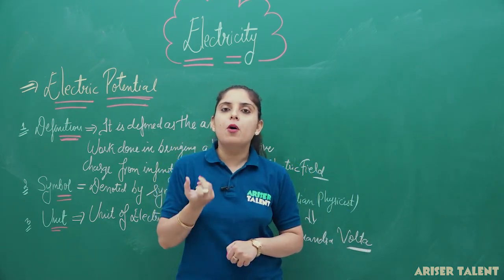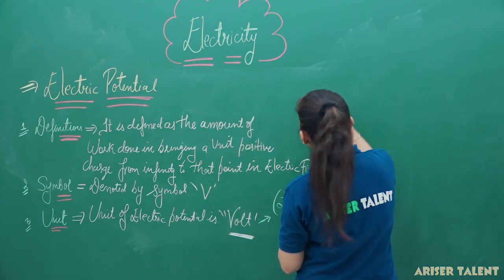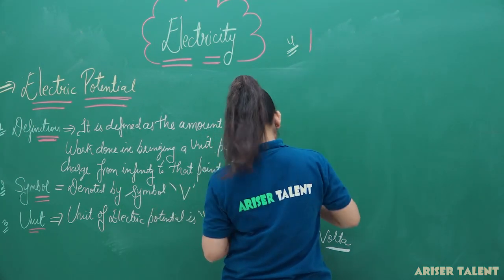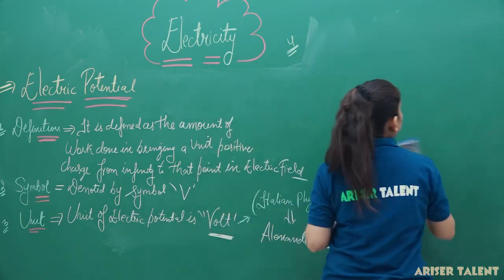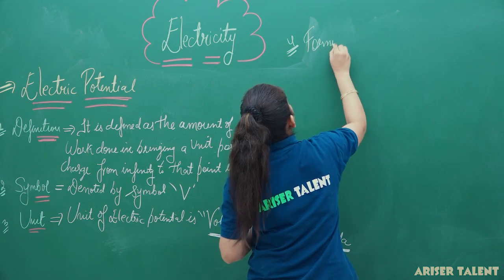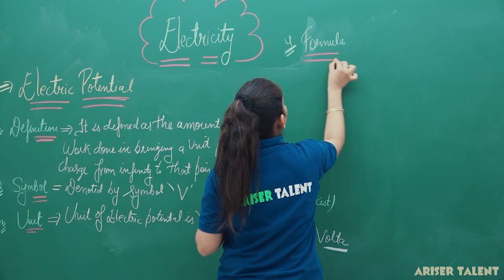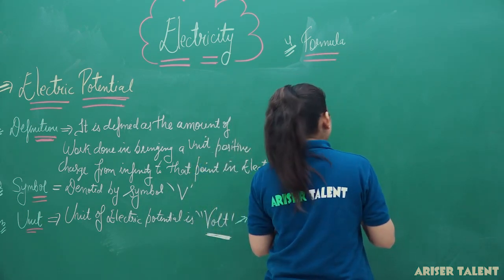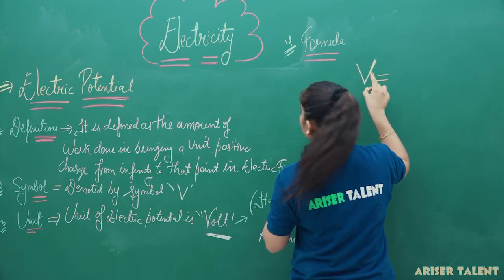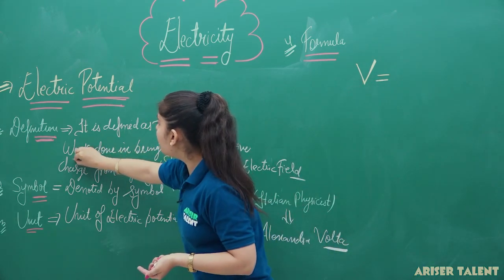Now, what will be the basic formula for electric potential? So, let's discuss about the formula here. The fourth point will be formula. We know that electric potential is denoted by the symbol V, and it is basically the amount of work done.